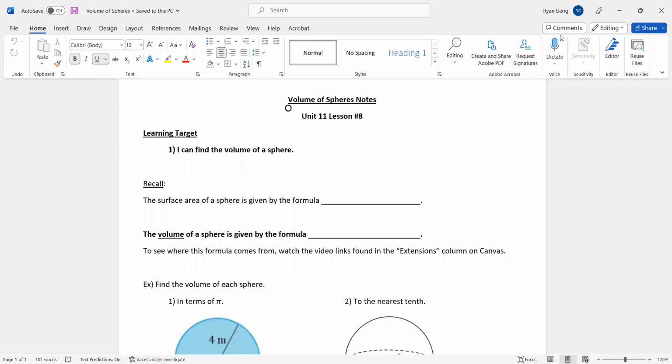All right, here we go with the last lesson for volume. It's not the last lesson, but the last lesson for volume. We have one more lesson after this. It's a quick one page only here, front side only.